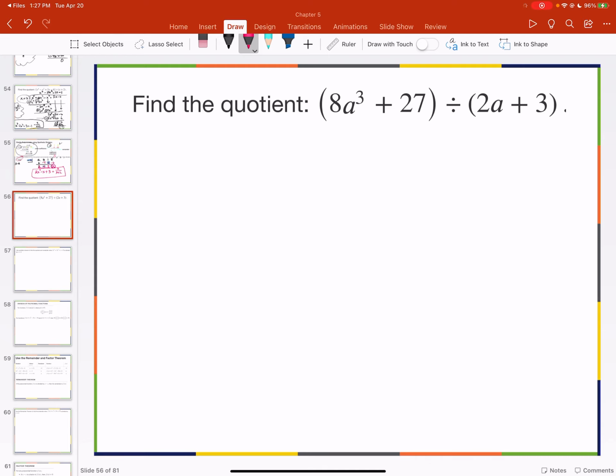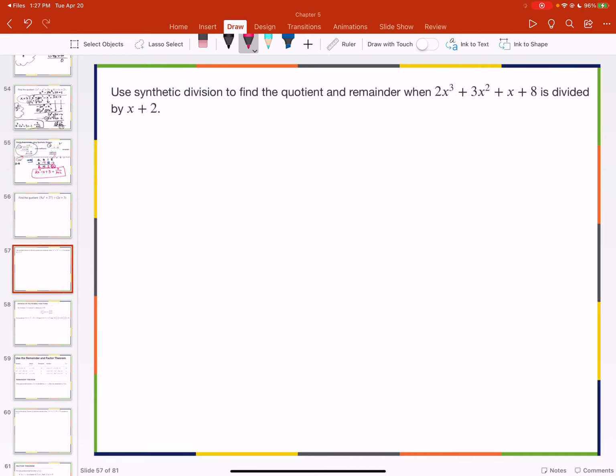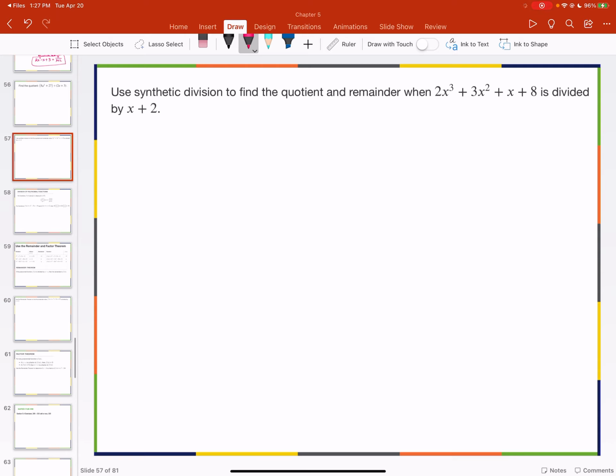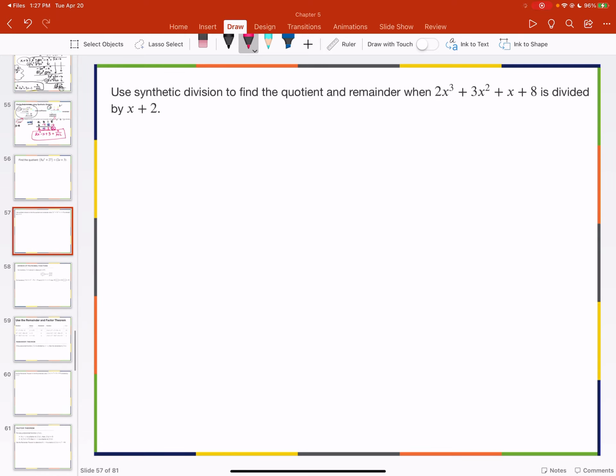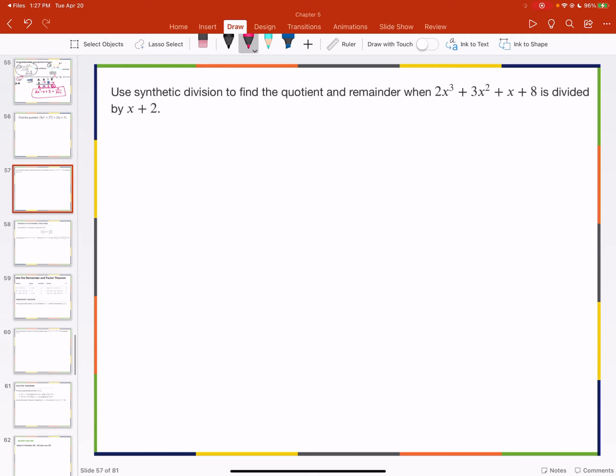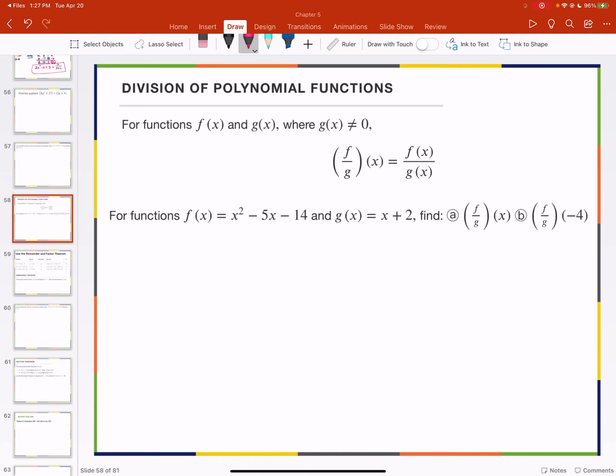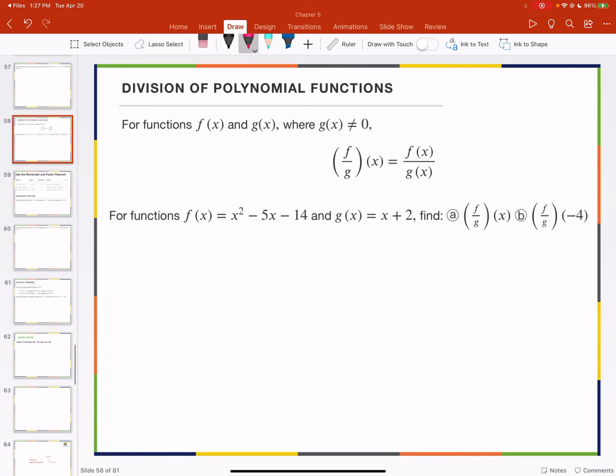Actually, that was supposed to be a long division, so we'll do this one here. Use synthetic division to... did we just do that? I think we just did this one. Yep, 2, 3, 1, 8. Okay, sorry.